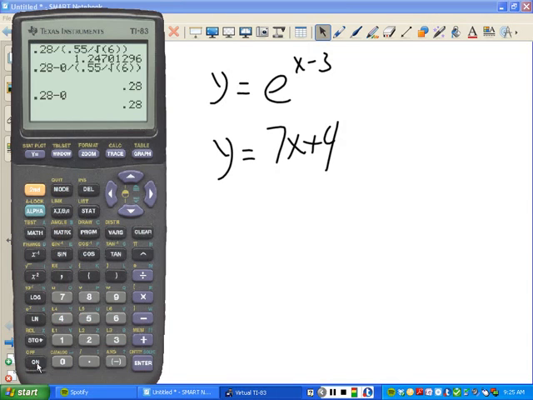You do have to graph both of these. And so let's go ahead and clear off those graphs. The first one's going to be e to the x minus 3. Now, where is the e? It is second and the ln. That will bring up e. And you're going to type in e to the x minus 3. And then you're going to do 7x plus 4.